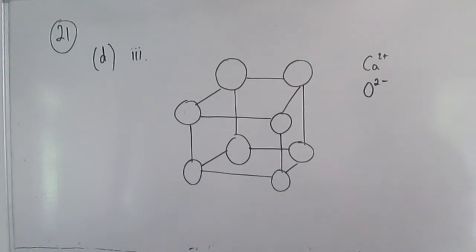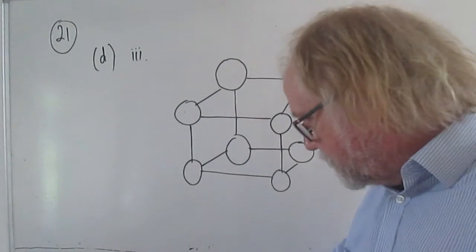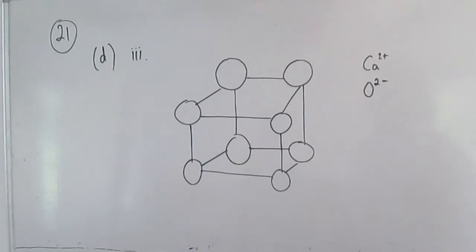So those are your ions, and you've just got to put those onto the diagram. And the thing to remember is that they alternate in a lattice, okay, because that's the only way you're going to maximise the attractive forces between the oppositely charged ions.